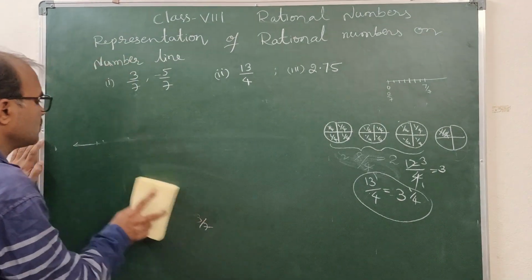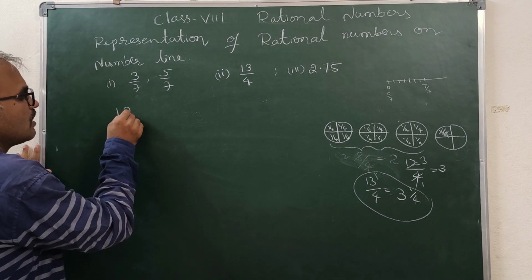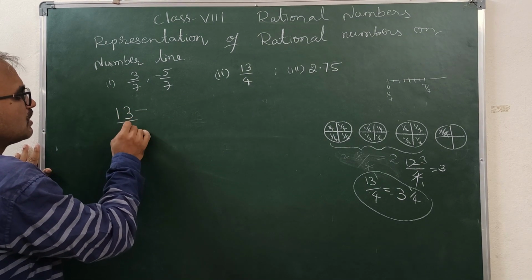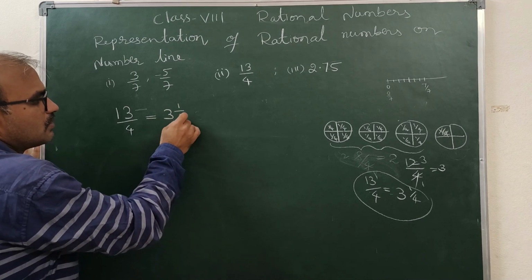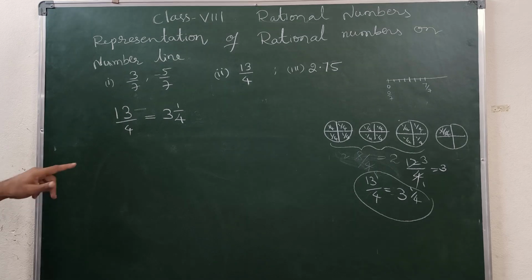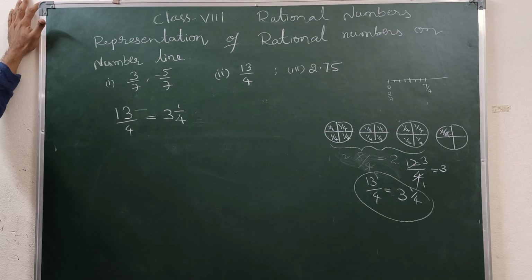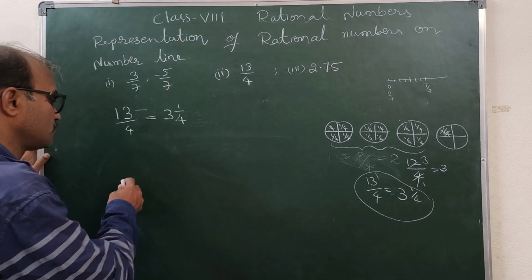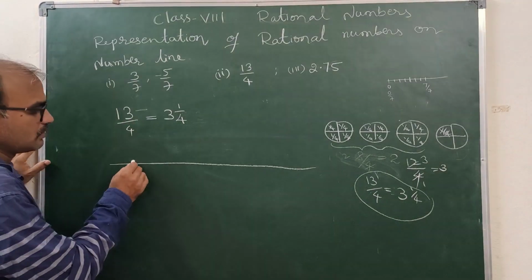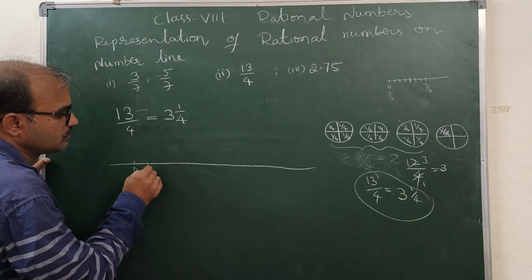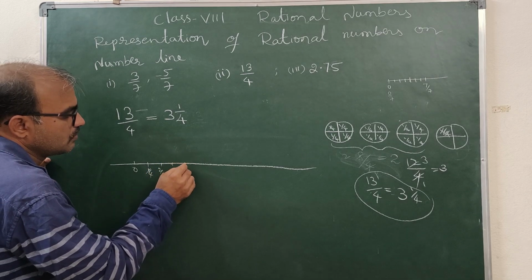Second example is 13/4. As we discussed just now, 13/4 means 3 wholes and 1/4, right? So you must convert this into a mixed fraction. Generally, what students will do is start writing 0, 1 by 4, 2 by 4, 3 by 4, 4 by 4.